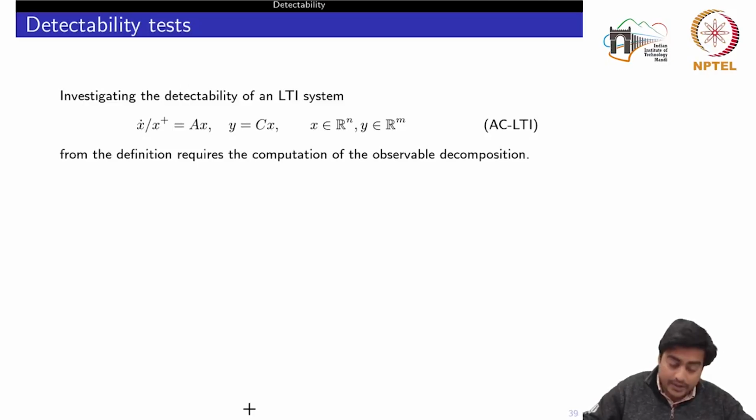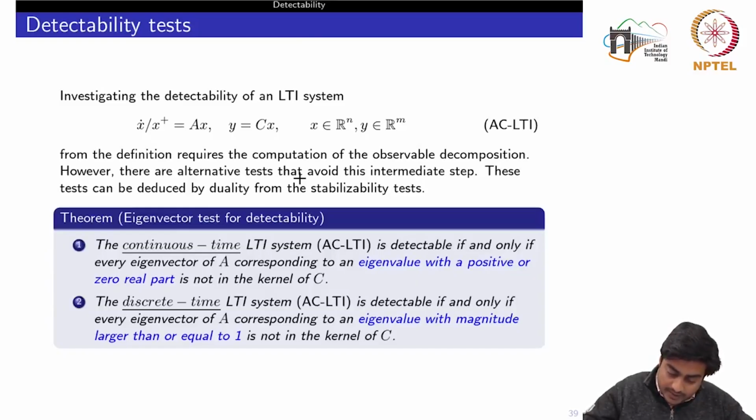Coming on to the test for detectability, again we would consider only the pair AC because the B and D matrices play no role in determining either the observability or detectability. So one way of determining the detectability is to do the observable decomposition and then check the stability of the unobservable matrix, okay? But again, similarly to the stabilizability, we have alternative results where we can skip this decomposition part, right?